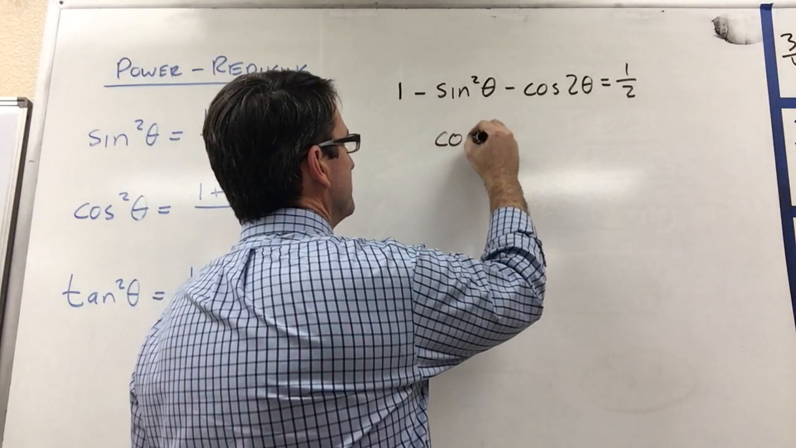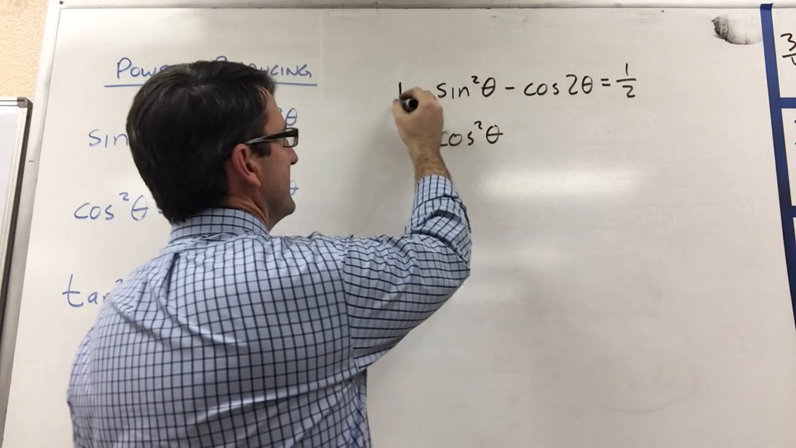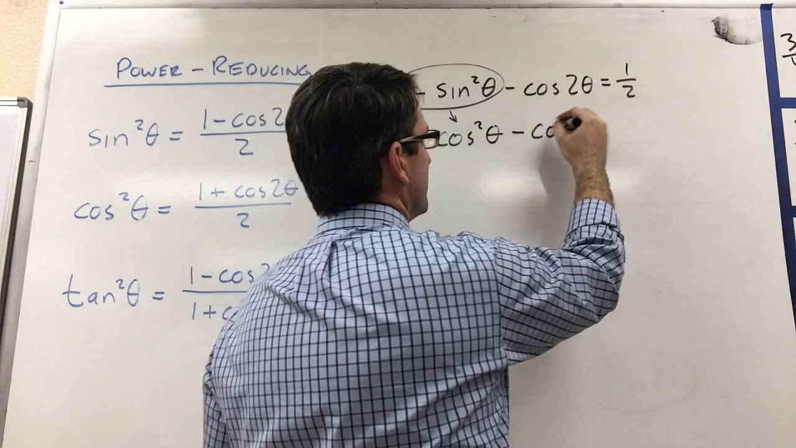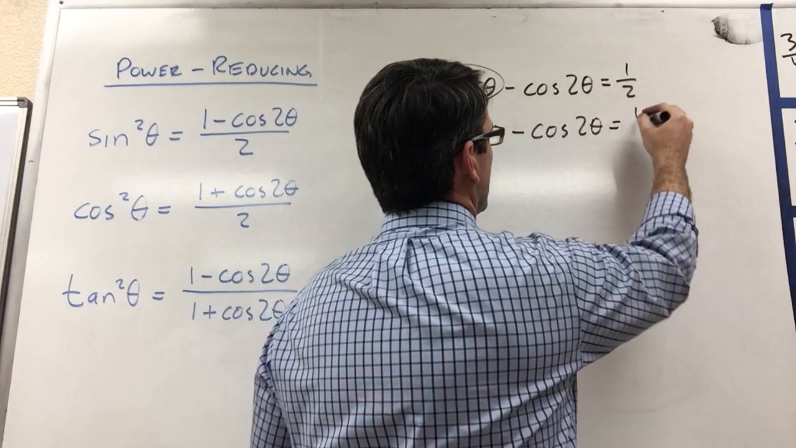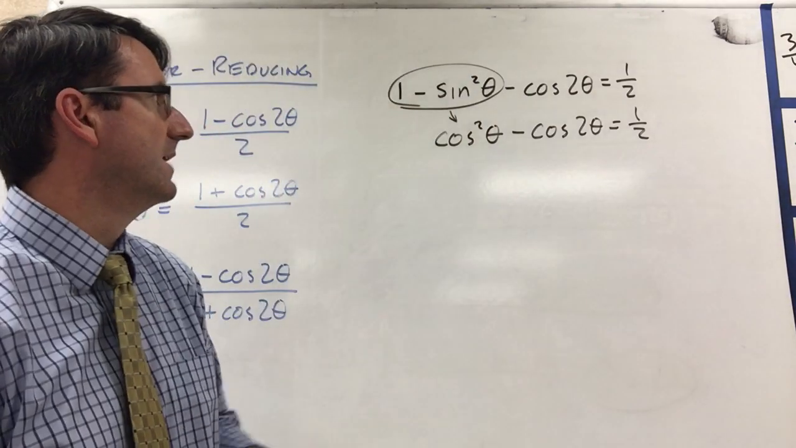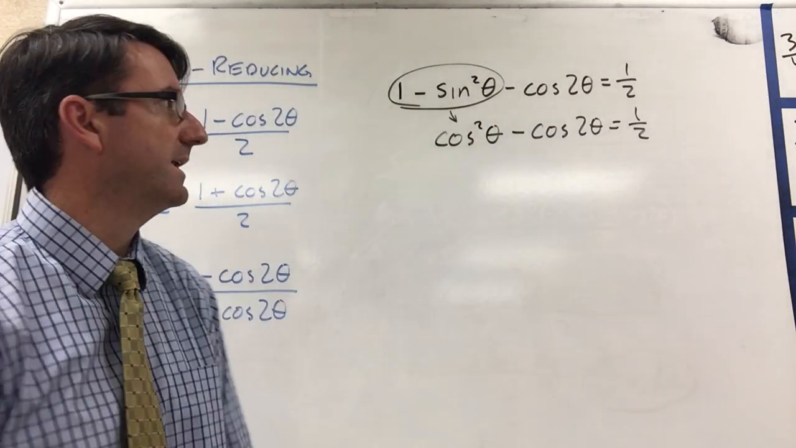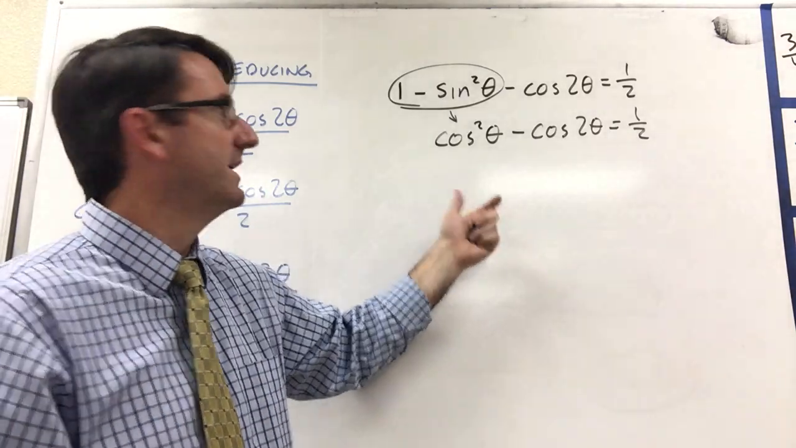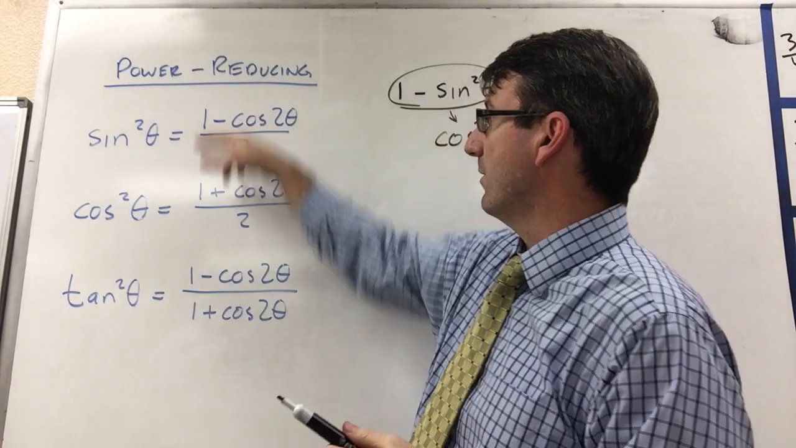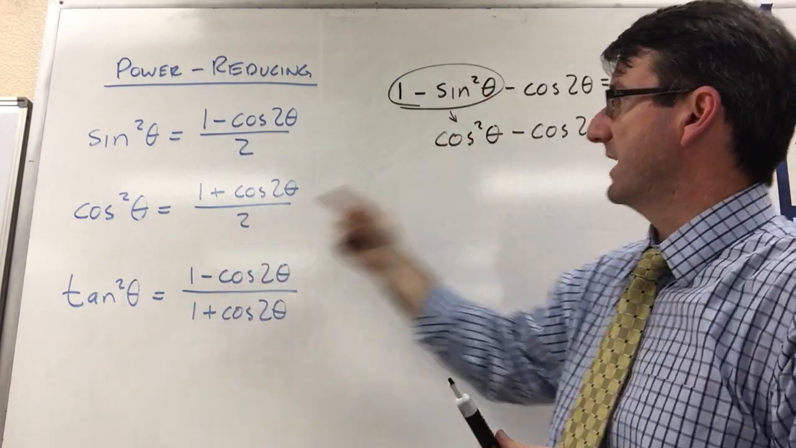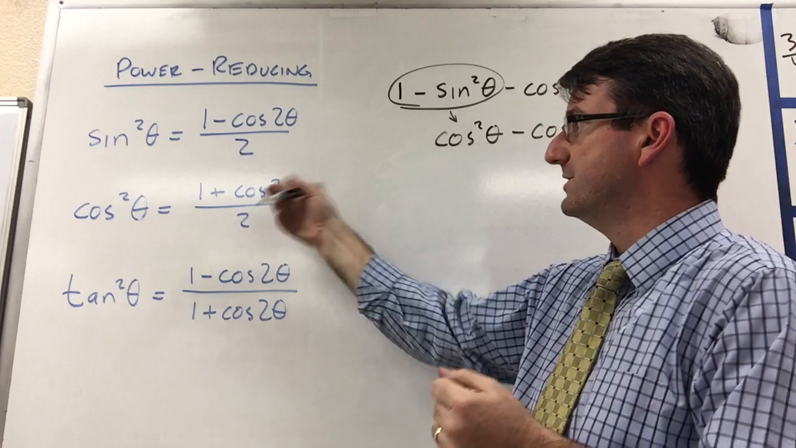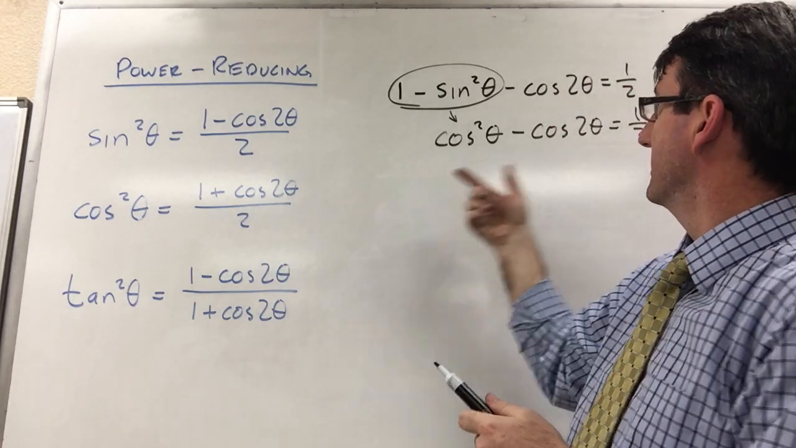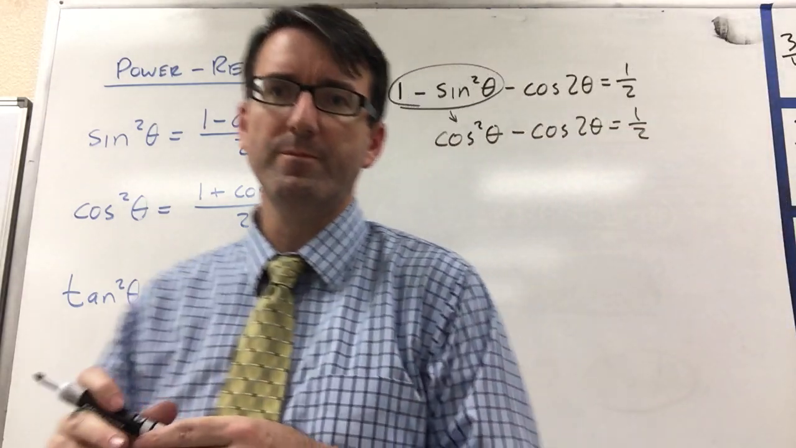So we get cosine squared theta. We're replacing this with that cosine squared, minus cosine of 2 theta equals 1/2. All right, so now we've got everything in terms of cosine. Now at this point we have a choice. We can use one of our power reducing identities, replace that cosine squared with 1 plus cosine 2 theta over 2, and then we'd have a couple of cosine 2 thetas in there.